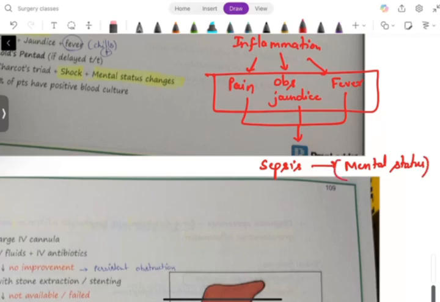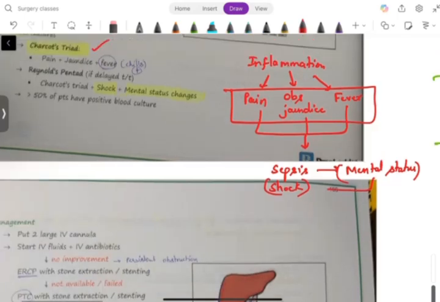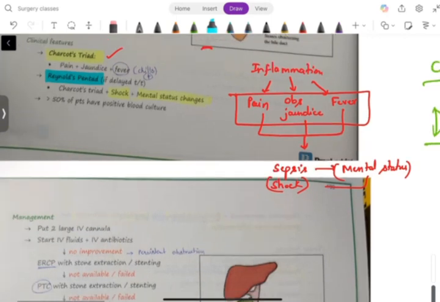So if there is pain, obstructive jaundice, fever, along with that shock and mental status changes, then these 5 symptoms constitute a pentad, which is called Reynolds pentad. That is, if there is delayed treatment, then it can reach the pentad. Okay? So these are the clinical features, Charcot's triad and Reynolds pentad.